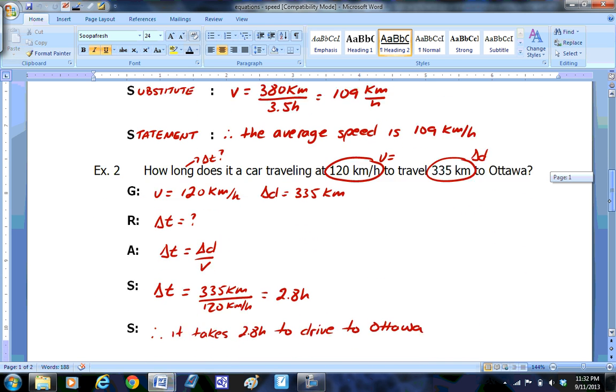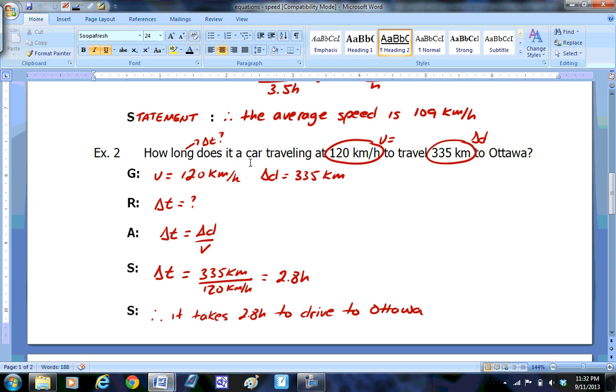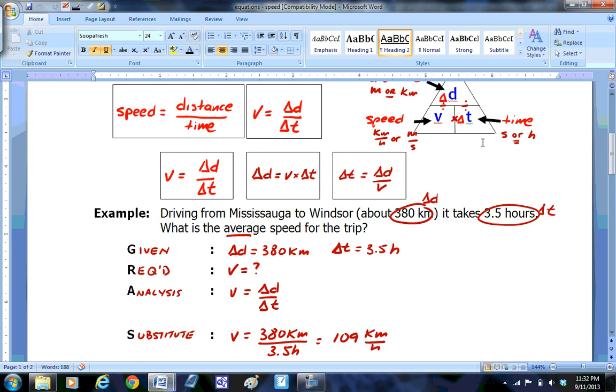Here's another example. How long does it take a car traveling at 120 kilometers an hour to travel 335 kilometers to Ottawa? So I've got a speed over here because it's kilometers per hour. It's 120. I put that in my given. My distance is 335 kilometers. That's my distance, my givens. And I'm trying to find my time, the length of time it takes. So look at my equation. So my time is equal to distance over velocity.